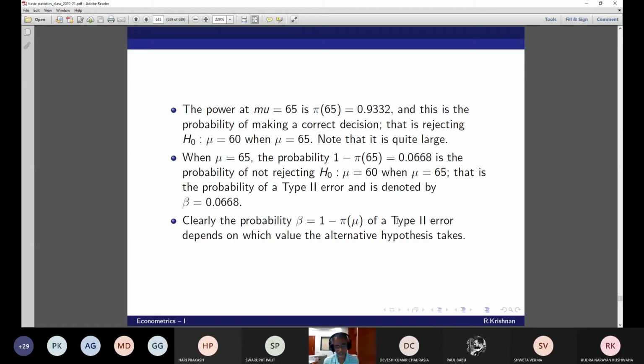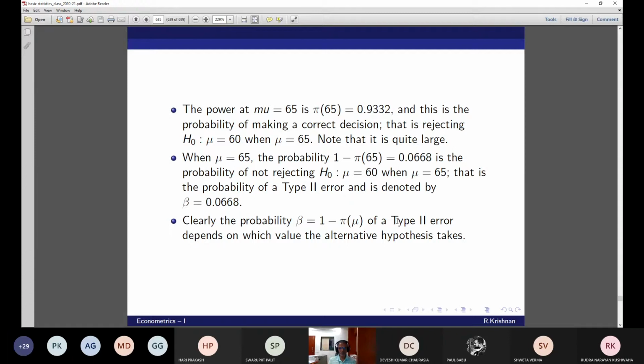That is the probability of type 2 error, and it is comfortably low. Beta is equal to 0.0668. Clearly, the probability beta, which is equal to 1 minus pi(mu), of a type 2 error depends on which value the alternative hypothesis takes. Now you understand the role of the alternative hypothesis.